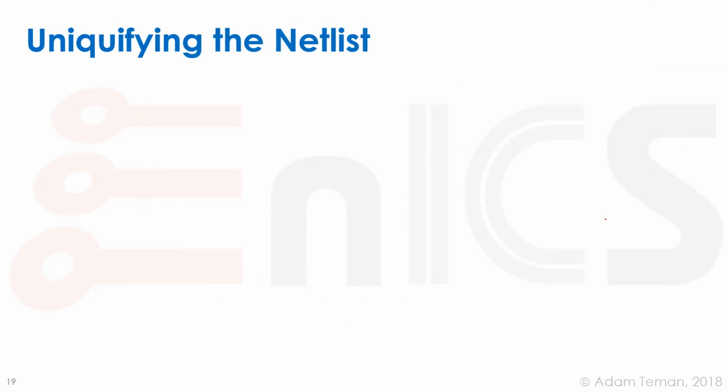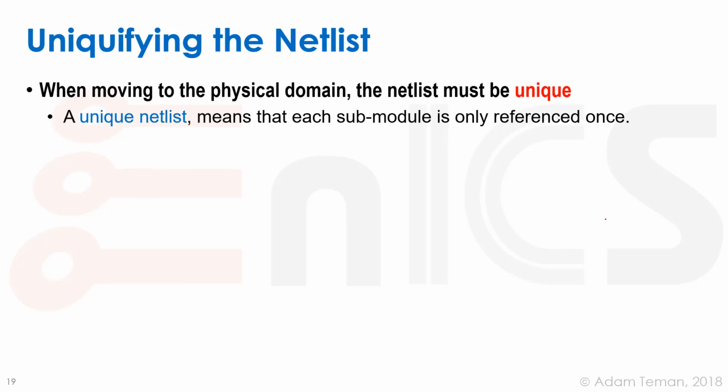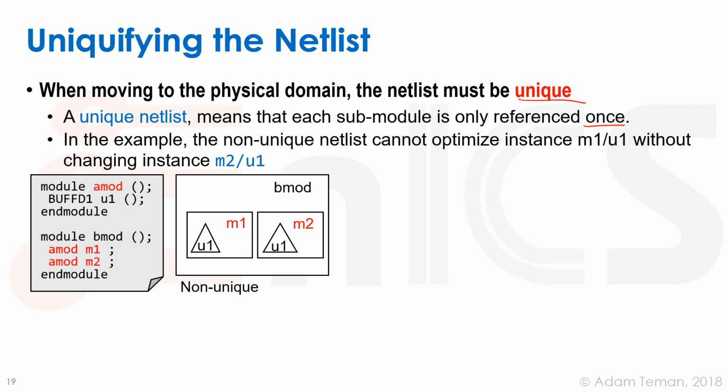Another point that I want to discuss is uniquification. I don't know if uniquify is a real word or not, but in our field it surely is a real word. And uniquify comes from the word unique. We need to have our netlist become unique. So a unique netlist means that each submodule is referenced only once. Now that's very strange because when we write our Verilog, we write something like this. We write a module, and I call it B module, and we have two instantiations here of a module called A module. M1 and M2 are two instantiations of this.